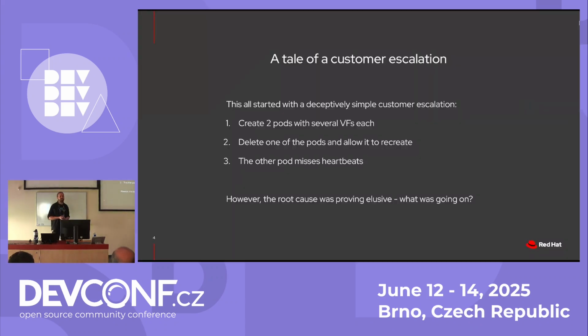So, as I said, this all started with a customer escalation, which was deceptively simple. It was a 3-step description that we got from the customer. Create 2 pods on a Kubernetes cluster with several VFs, so virtual network functions, inside each. Delete one of the pods, allow it to recreate, and the other pod will then miss heartbeat.